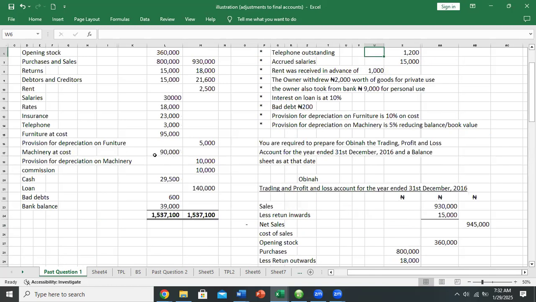So for machine, this was the cost and this was the previous depreciation. For the furniture, this was the cost. It also had a previous depreciation. But because the method is on straight line or on cost, we didn't less the previous depreciation. If it had also been on reducing balance, then we would have deducted it before applying the 10%. Okay, now let's go to the balance sheet.